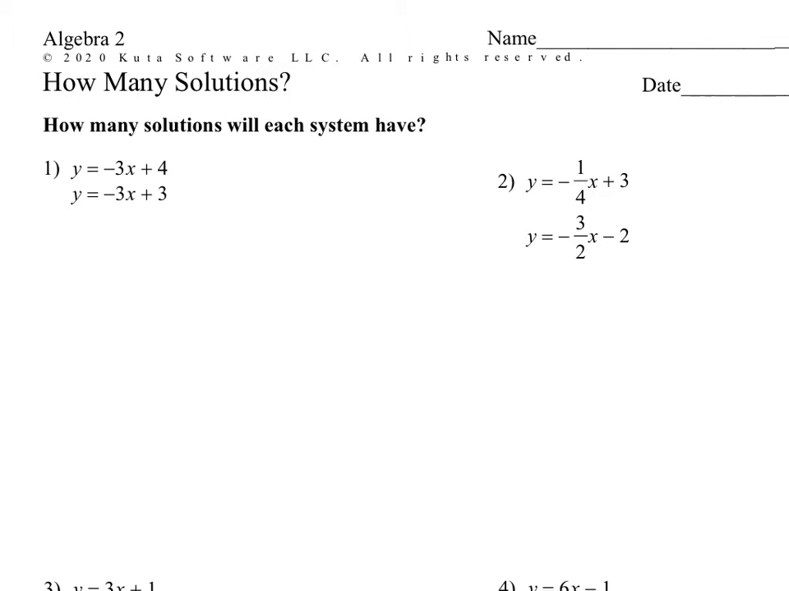So this worksheet is all about how many solutions does each system have. It doesn't ask you to solve the system and get the actual solution. It just wants to know how many are there. And there's only three options.